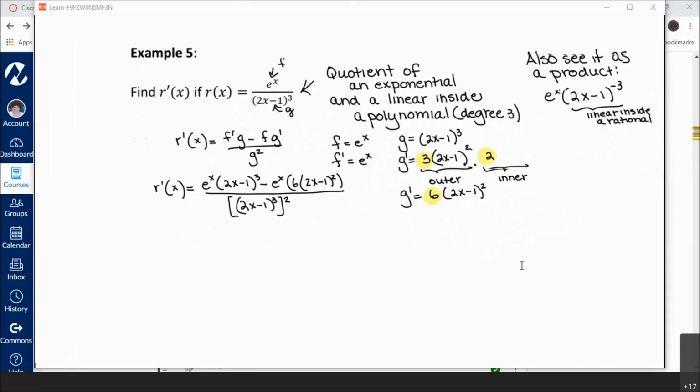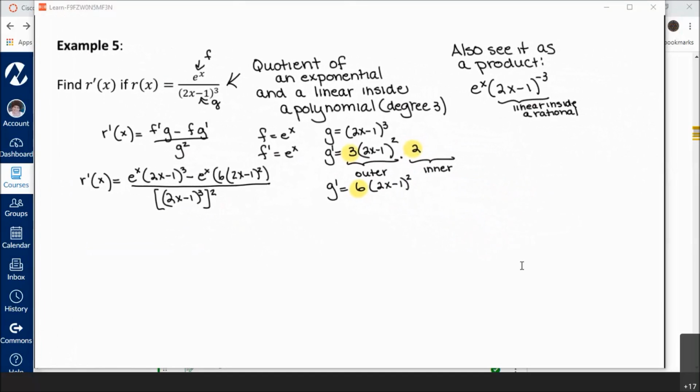Okay. Can this be simplified? Oh, you betcha. Okay. There's a couple of things you could do here. In the numerator, you could factor out an e to the x. You could also factor out 2 copies of 2x minus 1 because they'll go here and they'll leave 1 behind here. And then if you're raising a power to a power, you could change this into a 6.